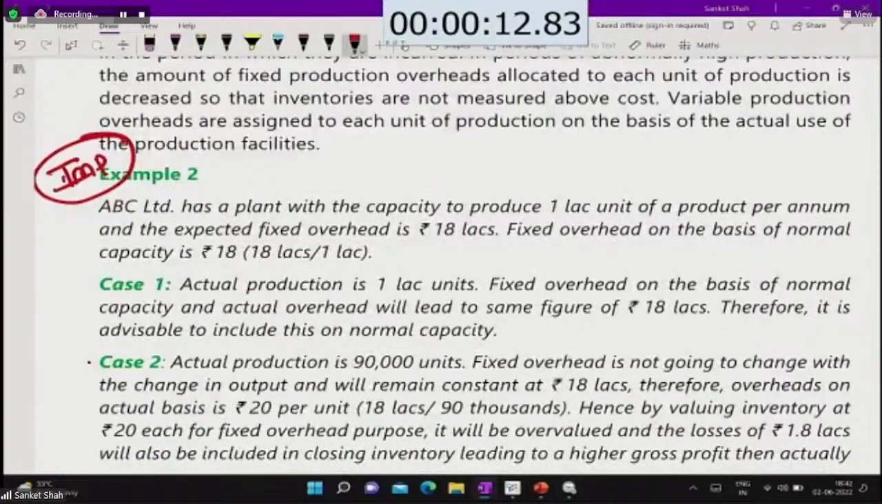Five minutes I'm giving you. This example number 2, mark it as IMP. This is a fixed overhead concept. Fixed overhead. Chalo, jaldi se. Read it. Very, very important illustration.